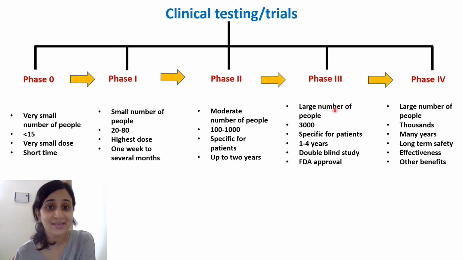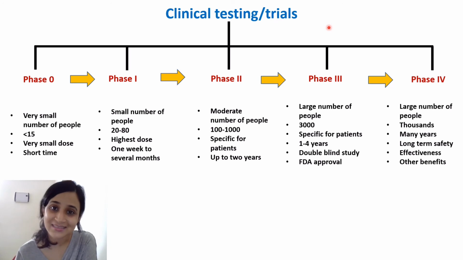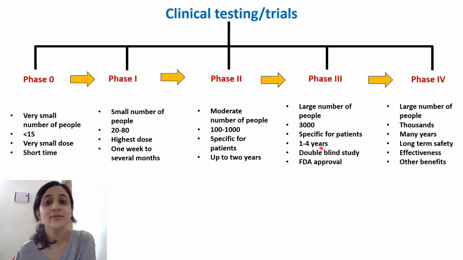Phase 3 trials are usually double-blind. That means neither the participant nor the investigator knows which participant is taking the vaccine. This helps to eliminate bias when interpreting results. The FDA or Food and Drug Administration usually requires a phase 3 clinical trial before approving a new vaccination.